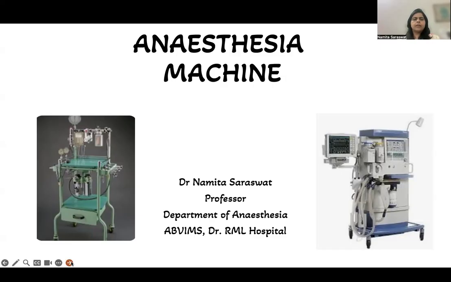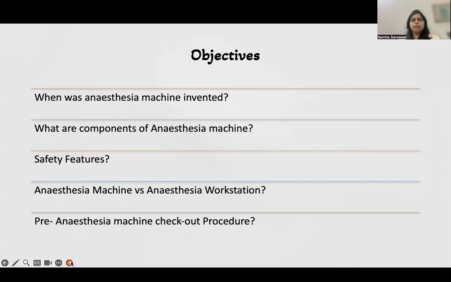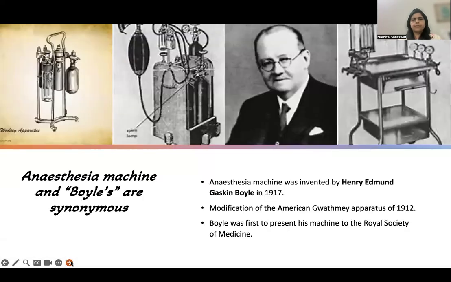Okay. So the objective of my talk will be: when and why was the anesthesia machine invented? What are the components of the anesthesia machine and what are the functions of those components? What are the safety features? And then we will touch upon the differences between the anesthesia machine and anesthesia workstation. Then we'll also discuss the pre-anesthesia machine checkout procedure.